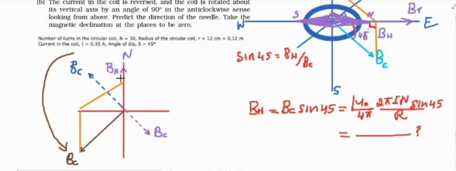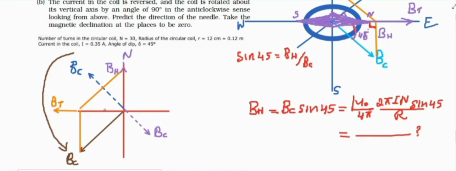So that you can see what is the direction of the resultant now. The resultant magnetic field is acting in this direction. B total is acting in this direction now. Direction of B total. That means now just compare with part A, direction of B total, and here direction of B total. It will be just opposite. Therefore, now if we place the needle, then what will happen to the needle?